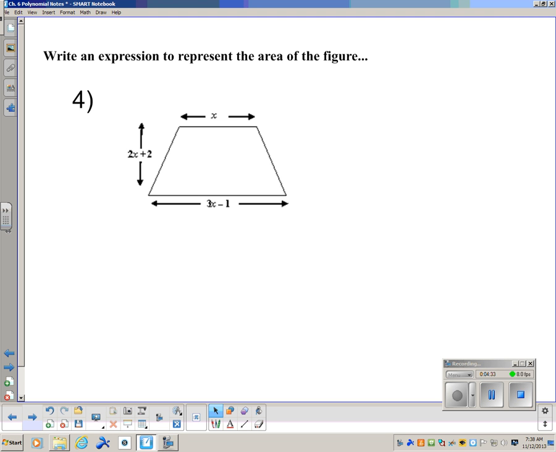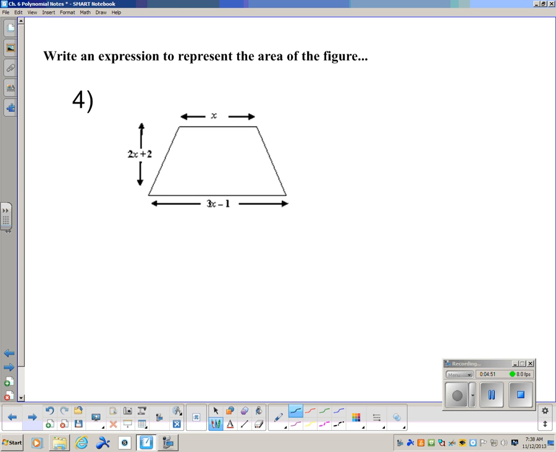And then this one here, write an expression to represent the area of the figure. This figure here is called a trapezoid. There's 4 sides here, and there's 1 pair of lines here being parallel. That 3x minus 1 and that x are parallel lines. The other 2 sides there are not parallel to each other.